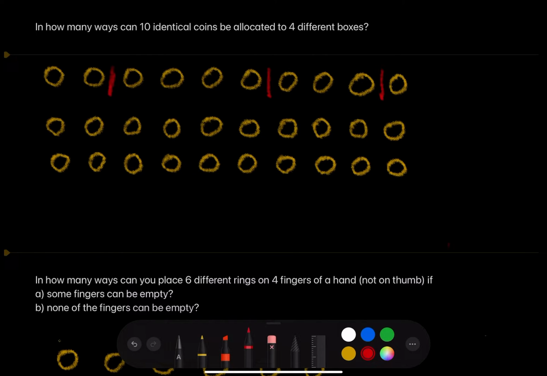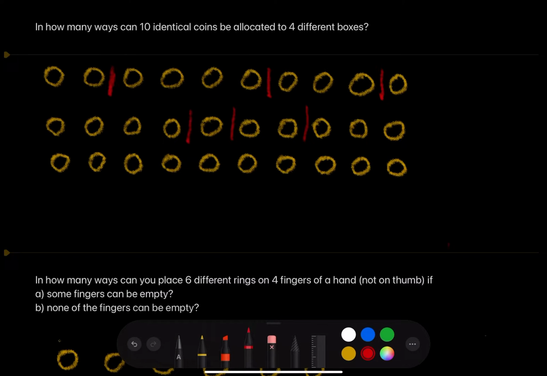But of course, I can put my separators in a different way. For example, I do one here, and one here, and one there. So then this time the first box has 4 coins, the second one only has 1, and the third one has 2, and the last one has 3. So with different ways of putting your separators, there will be a different number of coins in those boxes.